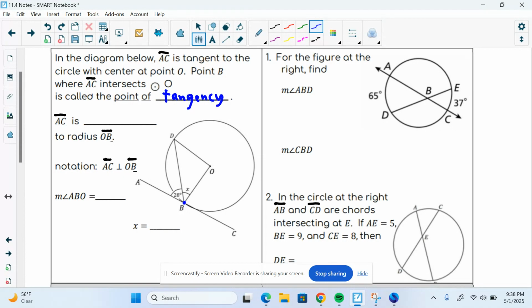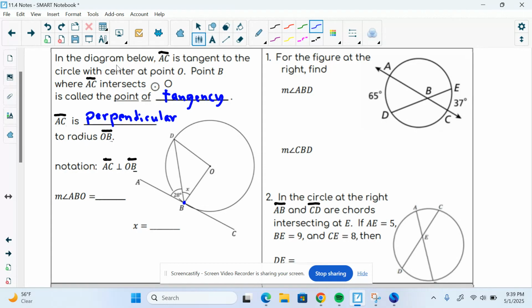point of tangency. How is AC related to radius OB? Oh, they're perpendicular. The radius is perpendicular to that tangent line, tangent segment. Notation for perpendicular, I need you to be familiar with this. That symbol means perpendicular. AC is perpendicular to OB.